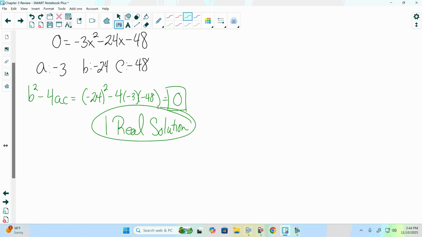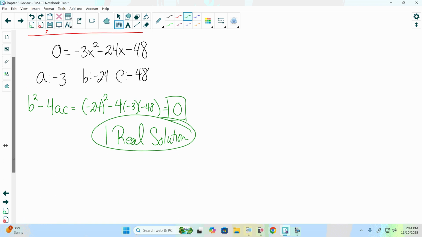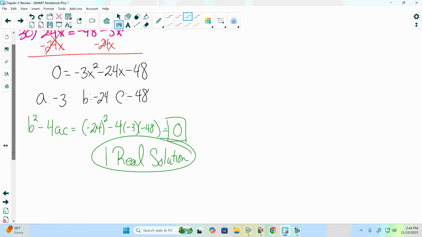If that value is bigger than 0, we have 2 real solutions. Equal to 0, we have 1 real solution. And less than 0, negative number, we have 2 complex.